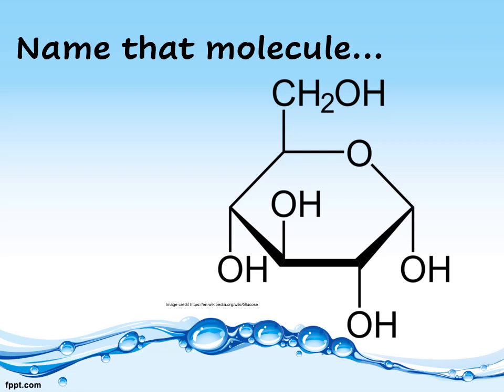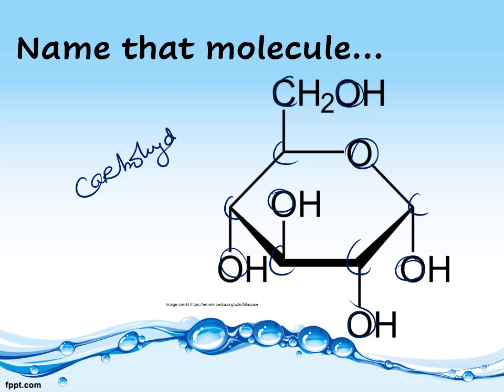How about this guy? What do we think this one is? We've got 1, 2, 3, 4, 5, 6 carbons. We've got 1, 2, 3, 4, 5, 6 oxygens, lots of hydrogens. This is going to be a carbohydrate, and this carbohydrate happens to be glucose.